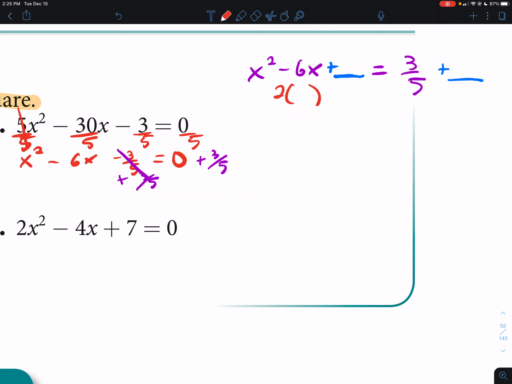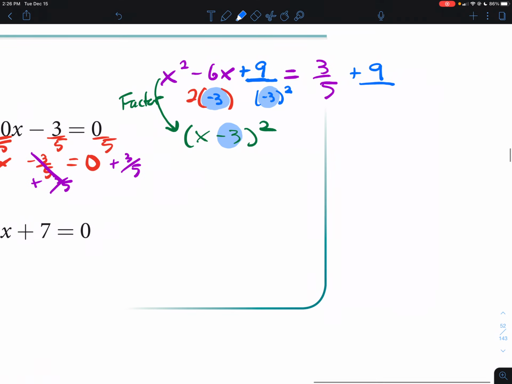2 times what gives us negative 6? Well, that would be negative 3. Then the number that completes the square would be negative 3 squared. So that's 9. What I add to one side, I add to the other. Now we have to factor. And that's going to end up being x minus 3 squared. So that number, that's what goes in here. 2 times negative 3 gave us negative 6, and negative 3 squared gave us 9.